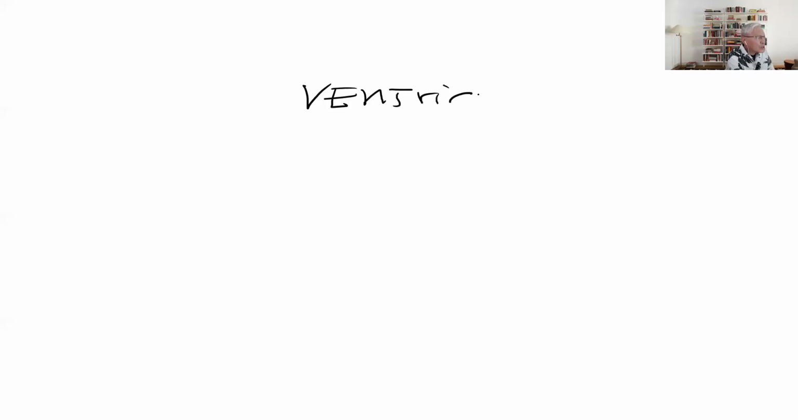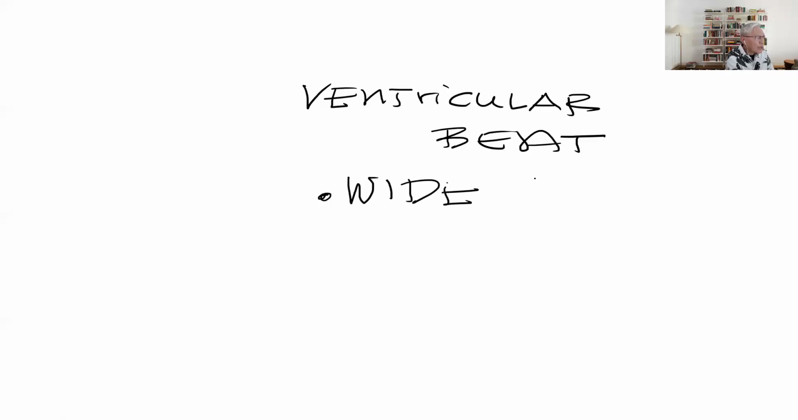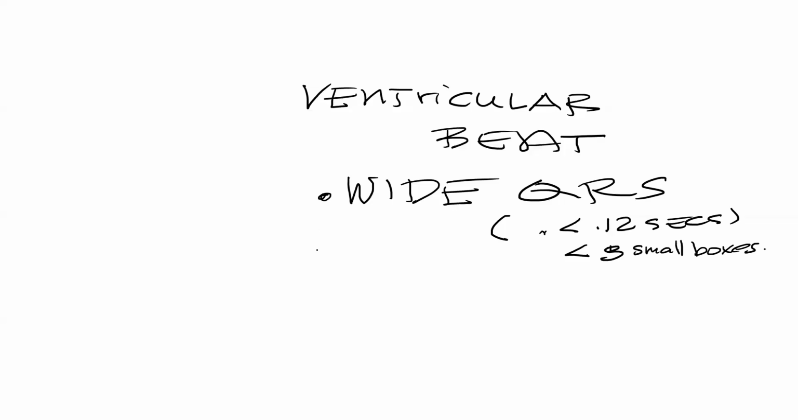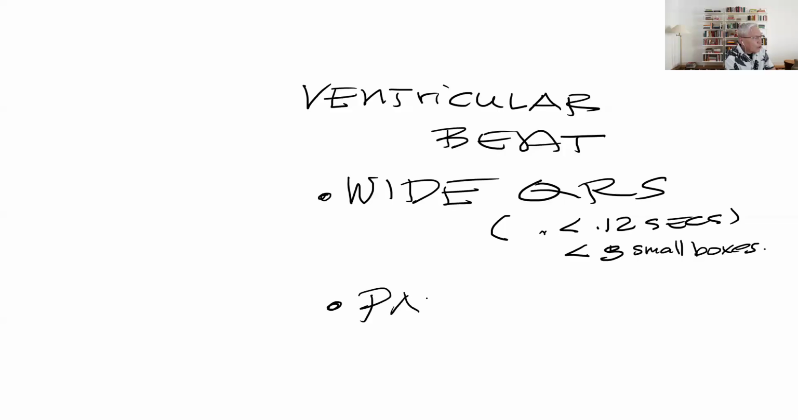an impulse, I should say, originates from the ventricles because they have the following characteristics. One is that they have a wide QRS complex. Now, a normal QRS should be less than 0.12 seconds in duration, or if we translate that into number of boxes, it should be less than 3 small boxes. You remember those boxes that I told you about earlier? Yes. And then the other thing is we have what's called PAR-DT.